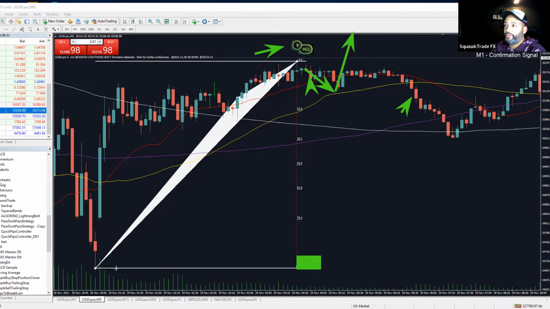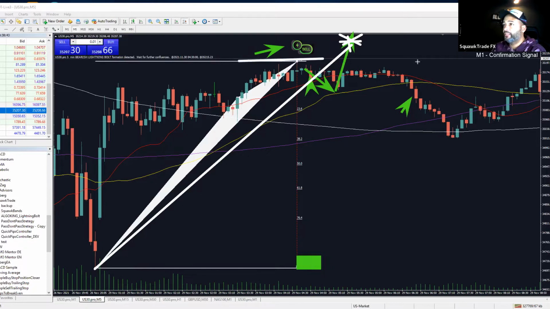That'll shoot up from here, from the same start point, and it'll shoot up here. And then you'll get another lightning bolt, right? So this one has become invalid, right? But you need to then use your confluences to say, well, should you have gotten into this trade in the first place?